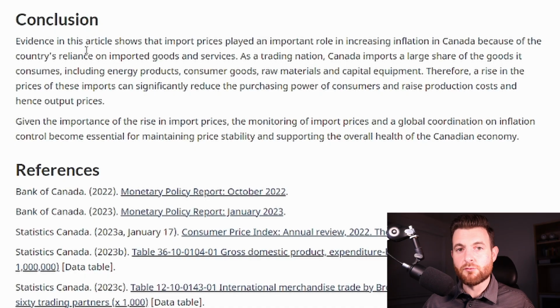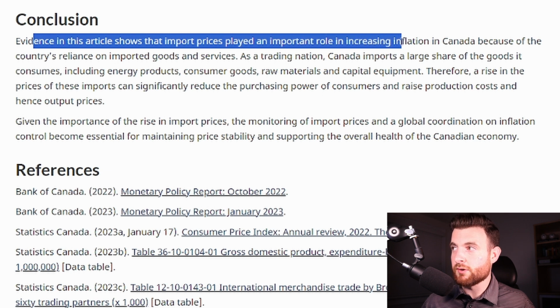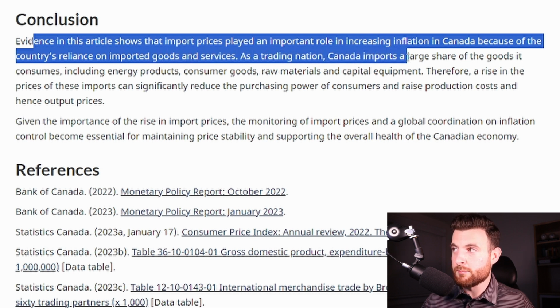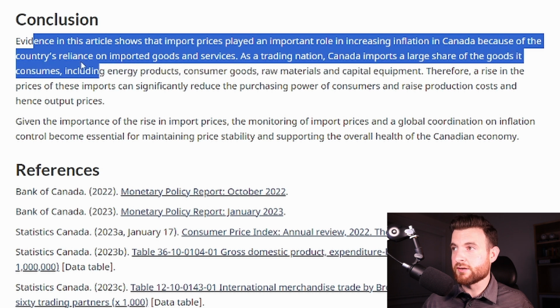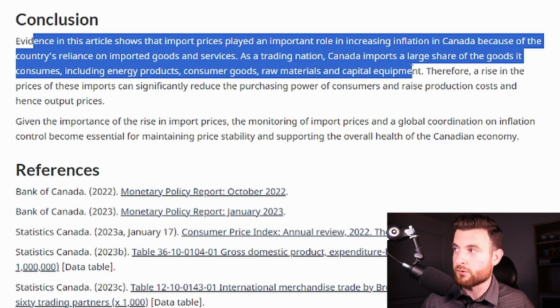If you're interested in reading this article further, I will throw it down in the description, but we're going to jump here to the conclusion. The evidence in this article shows that import prices played an important role in increasing inflation in Canada because of the country's reliance on imported goods and services. As a trading nation, Canada imports a large share of the goods it consumes, including energy, consumer products, raw materials, capital equipment.